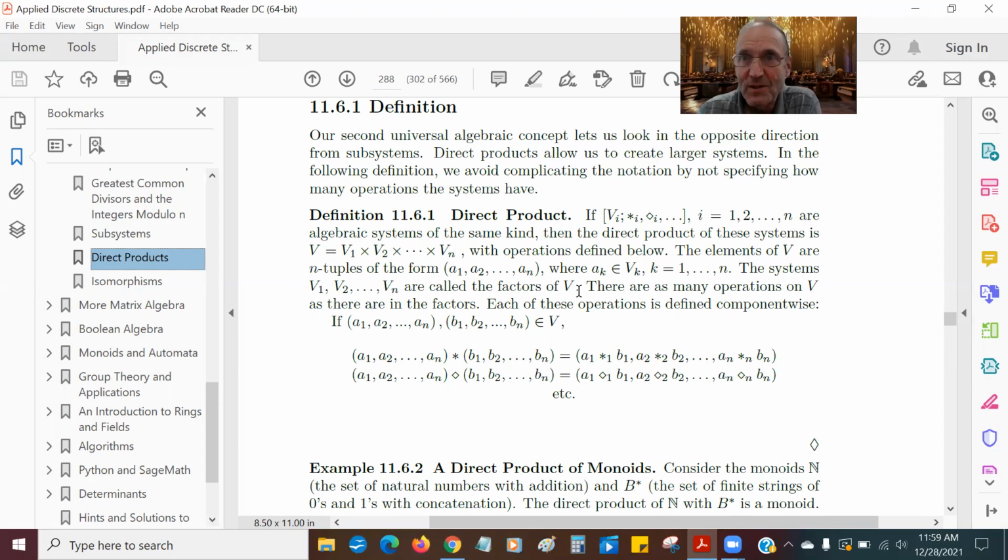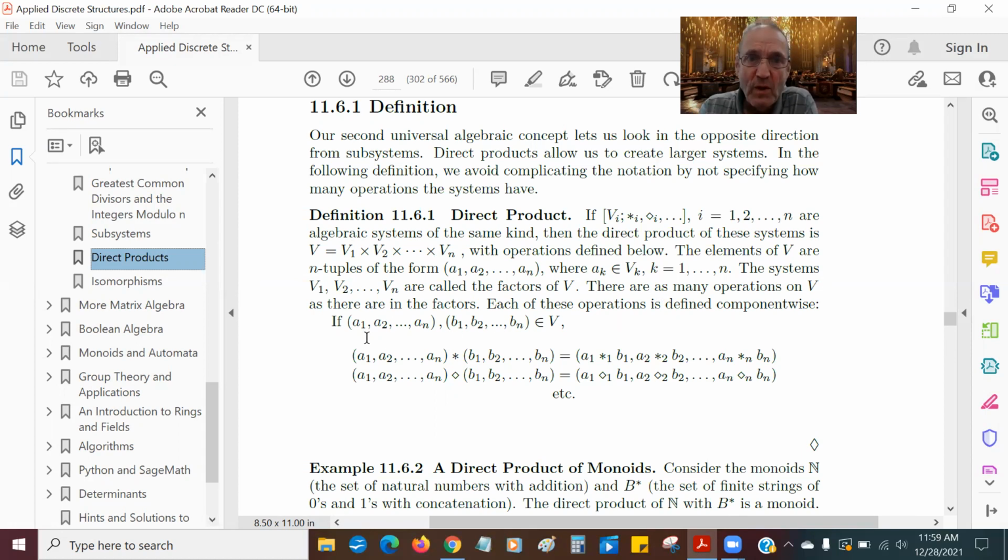It's interesting how you have the same thing with numbers. What's a better example? 30 is equal to 2 times 3 times 5. So 2, 3, and 5 are the factors of 30. So V1, V2, ..., Vn are the factors of V. And there are as many operations on V as there are in the factors, and each of the operations is defined component-wise.